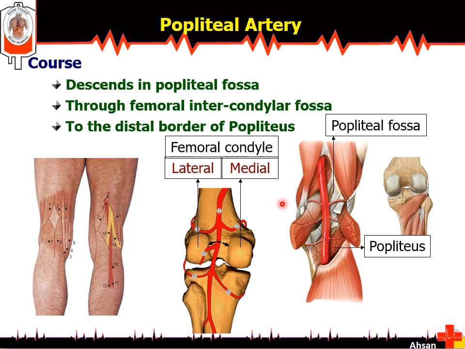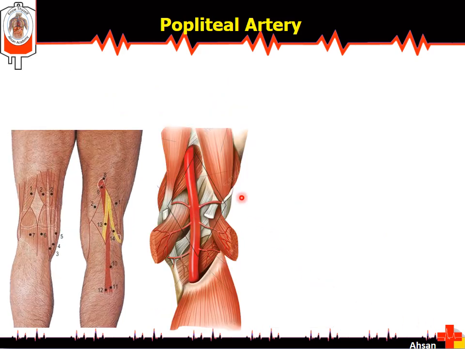So from the opening of the adductor magnus muscle to the lower border of the popliteus is the termination place, and here this is the neck of the fibula. So bony mark, we can identify that it divides at the level of the neck of the fibula, which is close to the lower border of the popliteus muscle. Here you can see the total course, and let us go for the termination.